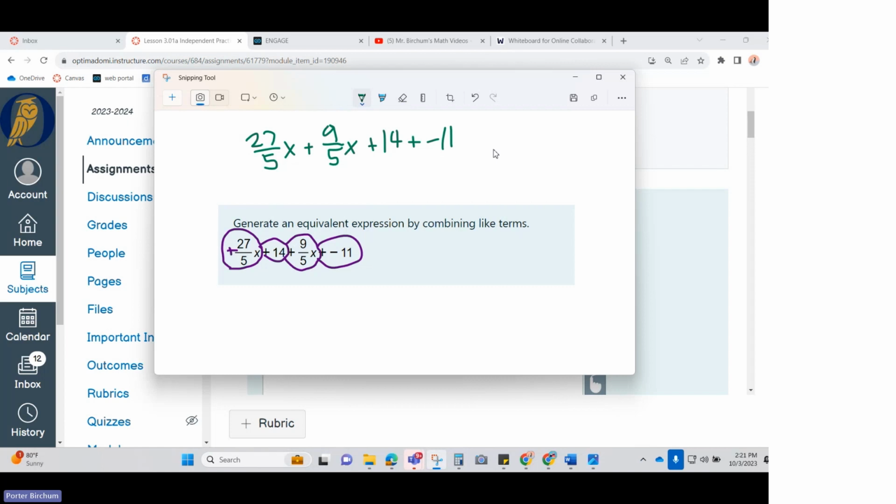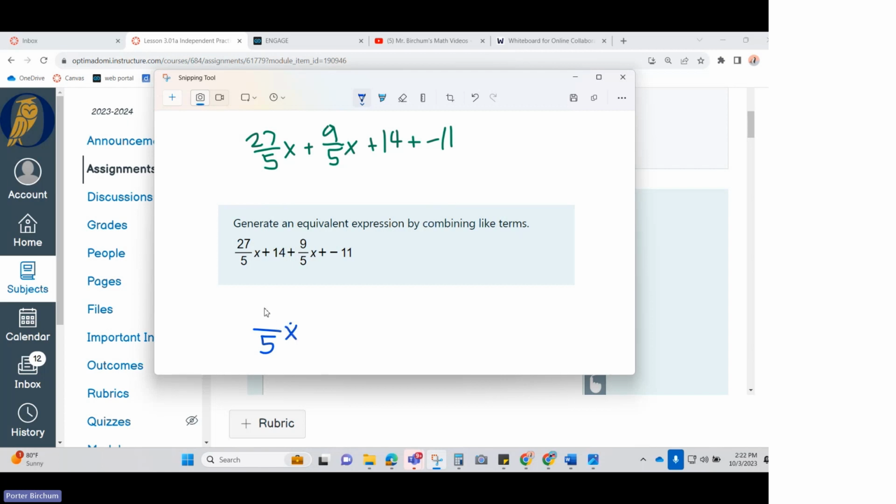Now, I think this is a little easier of a format to do this question. Let's see, if I have 27/5 x's and I add 9/5 x, how many x's do I have? When we add fractions, if the bottom number is the same, we kind of can forget about it. The bottom number doesn't change if the bottom number is the same. So I know my answer is going to be on top of a 5x.